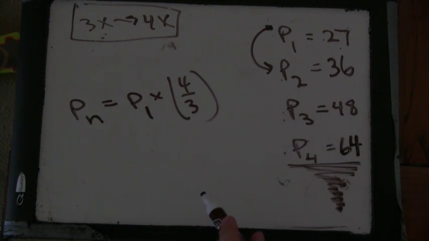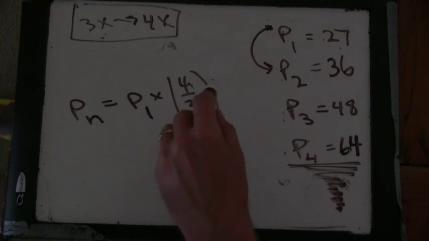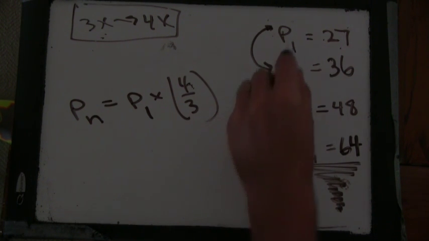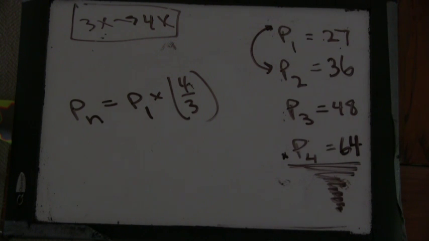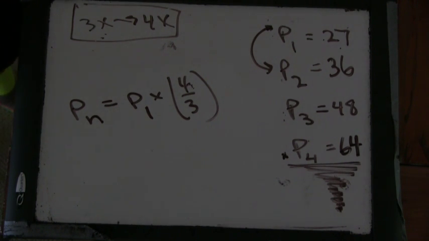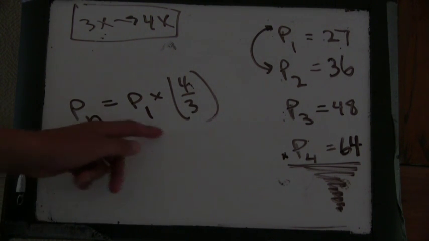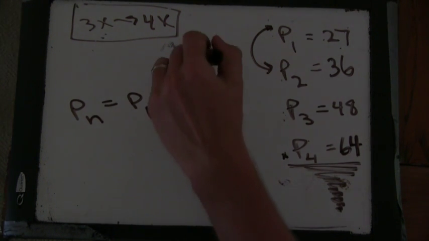Now this is a challenge. What power do I have to multiply 4/3 by? If I want to get to the nth perimeter down here, how many times do I have to multiply by 4/3 starting from P1? Pn minus 1. What do you think? You have to multiply it by n minus 1. Okay, well, not multiply by n minus 1, but 4/3 to the n minus 1.